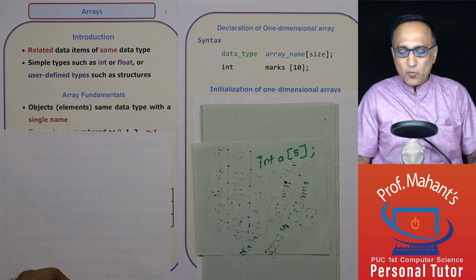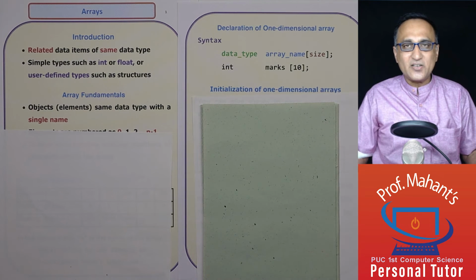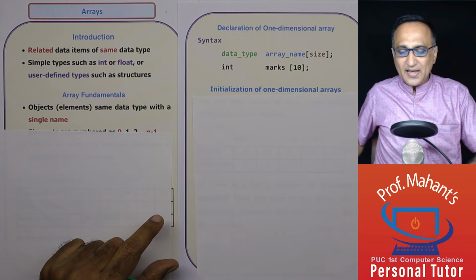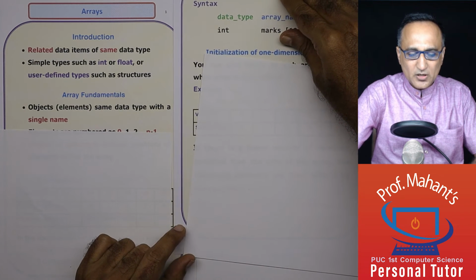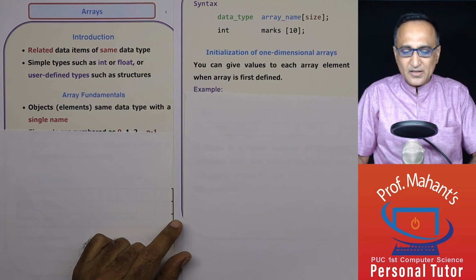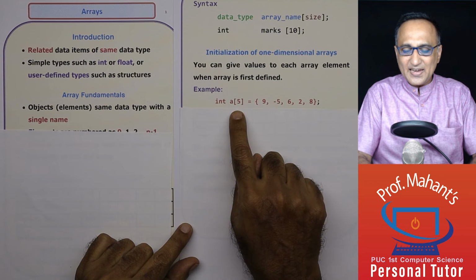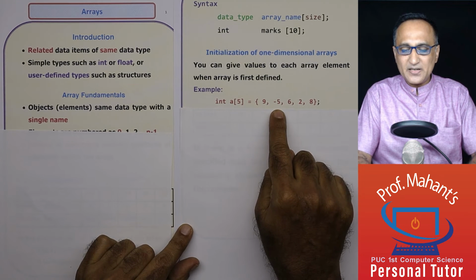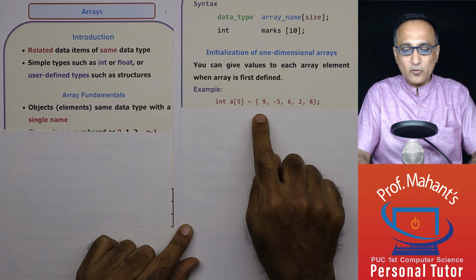Now suppose I want to give it initial values, just like I say int i is equal to 10. I want to give some values to a single dimensional array. I want to initialize it. Let us see how that is done. So here you can take a look at it. Here I have an array consisting of 5 elements. 0th element is 9, first element is minus 5, fourth element happens to be 8 since I am counting from 0.